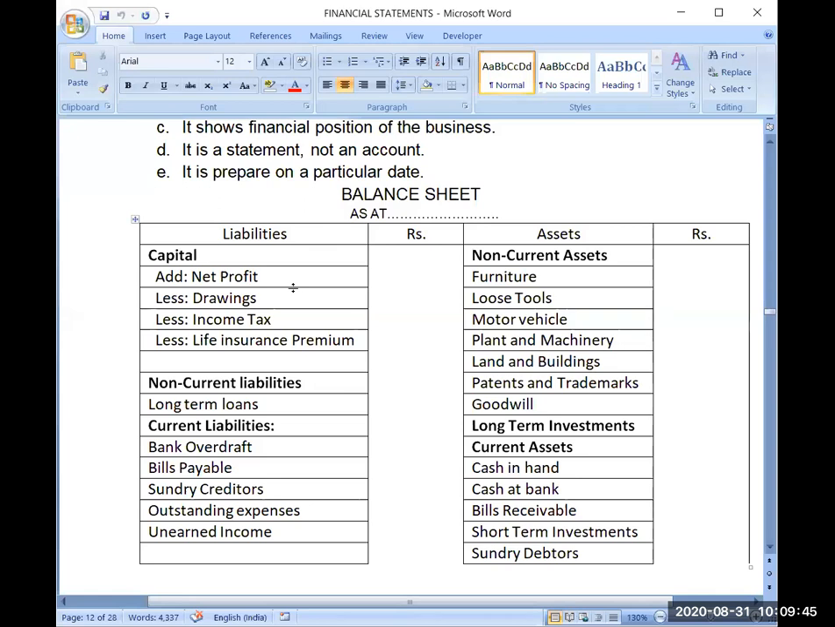So there are certain adjustments in capital. Whenever you are writing capital, leave 4 or 5 lines to make those calculations.